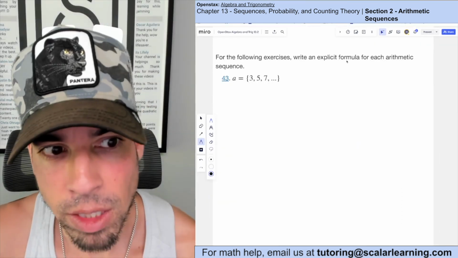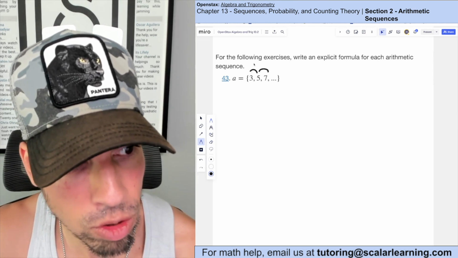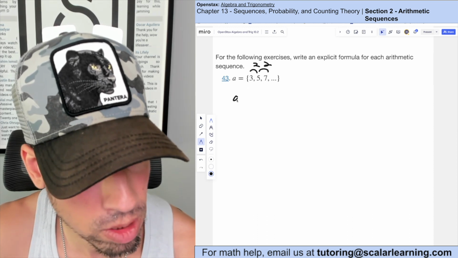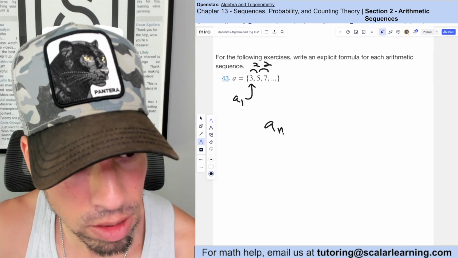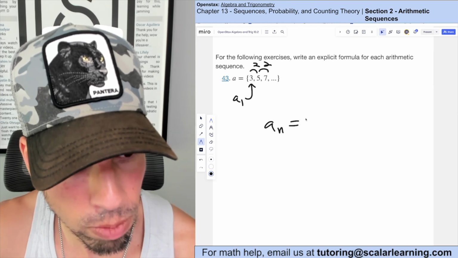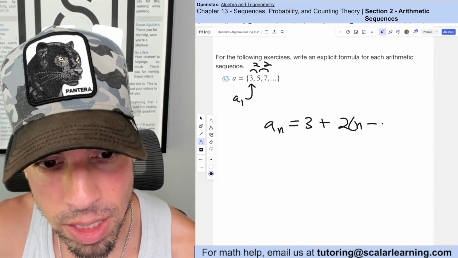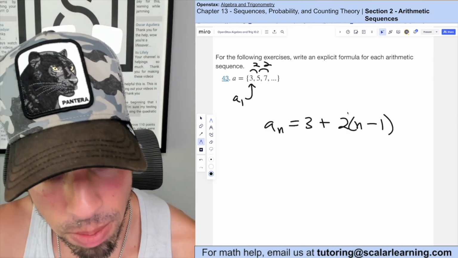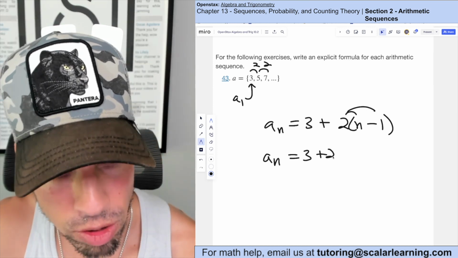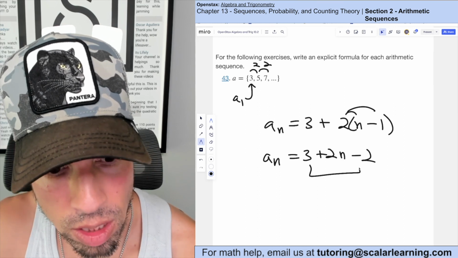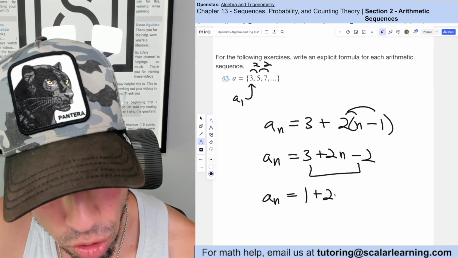Done. For the following exercises, write an explicit formula for each arithmetic sequence. So check it out. It looks like it's going up by 2 every time. That's the common difference. And a sub 1 is equal to 3. So to get the explicit formula, it's a sub n equals the first term, 3, plus that common difference of 2 times n minus 1. Now what they did in the back of the book is they simplified by distributing. We got a sub n is equal to 3 plus 2n minus 2. These guys will combine to be 1, and therefore a sub n is equal to 1 plus 2n for the win.